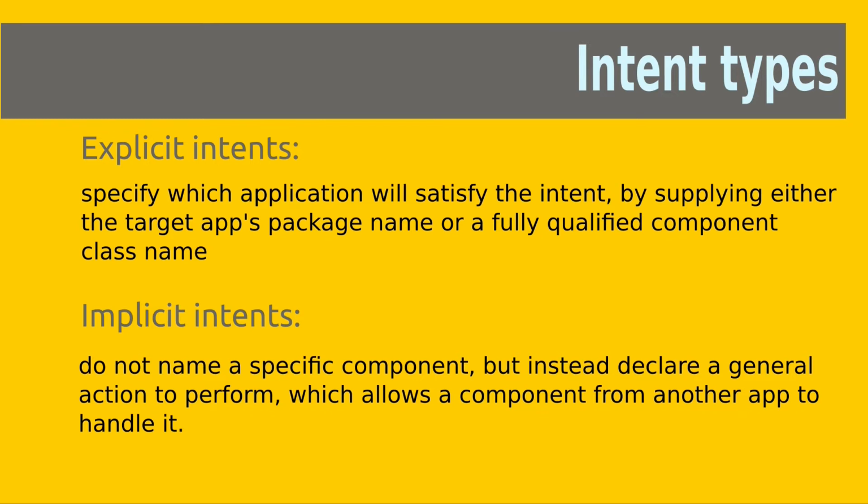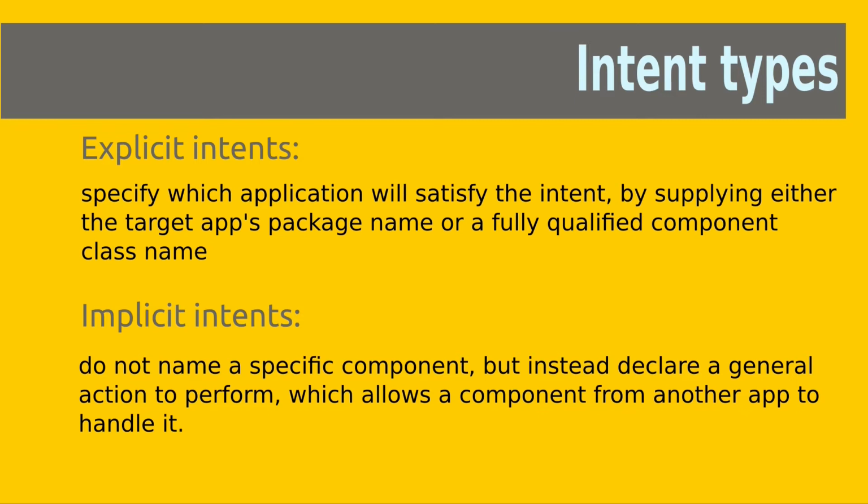Now implicit intent is used when there is an action to be performed, but this app cannot do that. But another app which has registered with the system using an intent filter can do the operation on behalf of this app. In that case the implicit intents will be used.